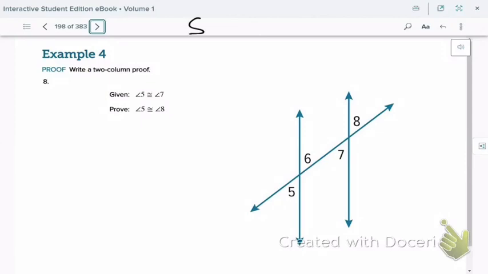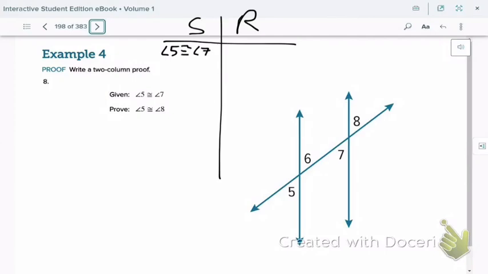Set up the 2-column proof. I'm going to get you going the first couple steps, and then I'm going to let you take off. Yeah, I think you can do this one on your own. Be brave. Yeah, Julia's kind of already got it. Julia, take off. You can do this. It's a wonderful thing.